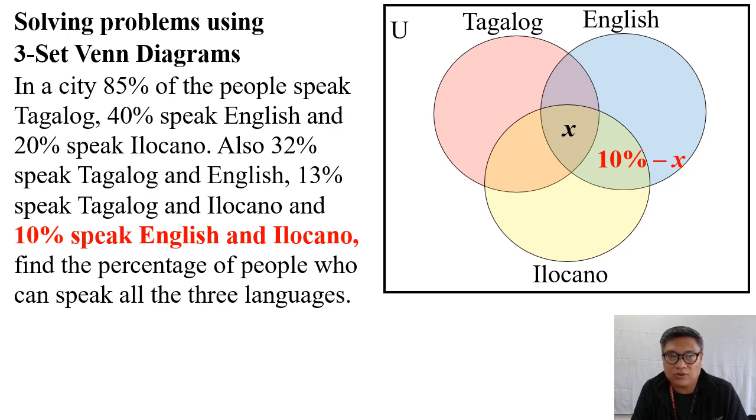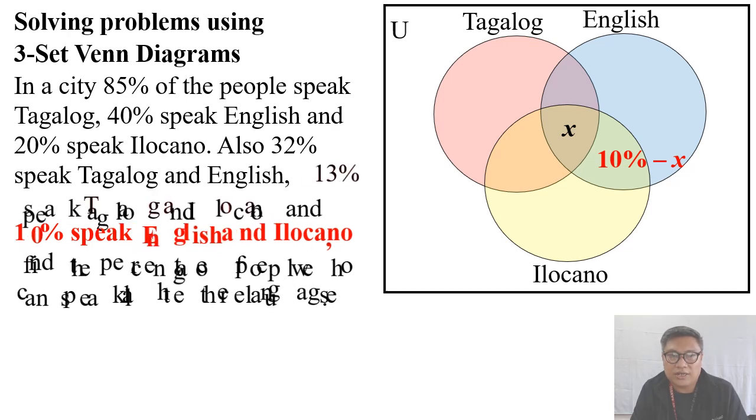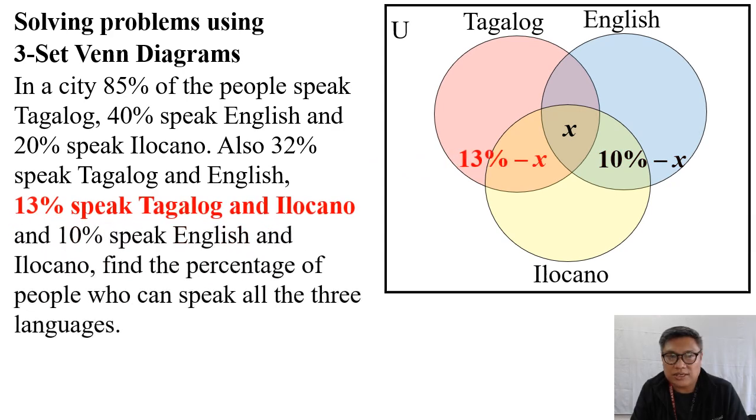Okay, then the next will be 30% speak Tagalog and Ilocano. So again, we have here the intersection of Tagalog and Ilocano, but we already have the x percent for those who speak all the three languages, including English, but still they speak Tagalog and Ilocano. So for this part here, we need to subtract the x percent, which is the unknown, from 13%.